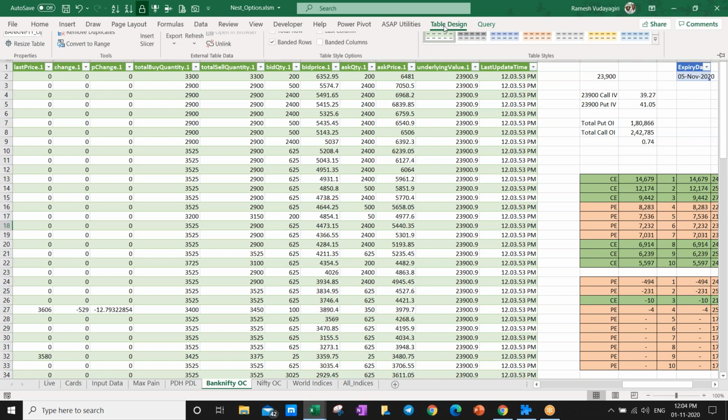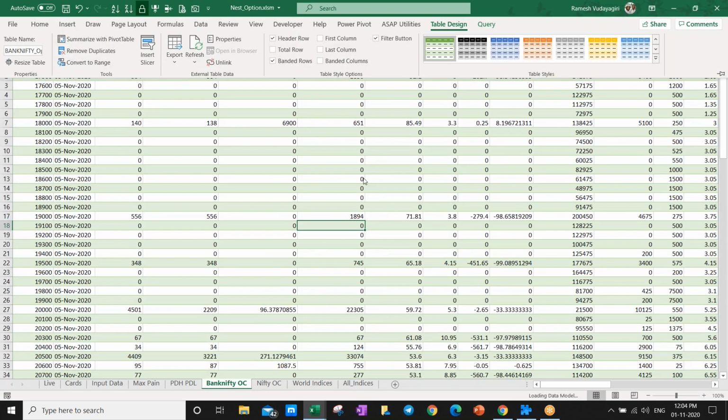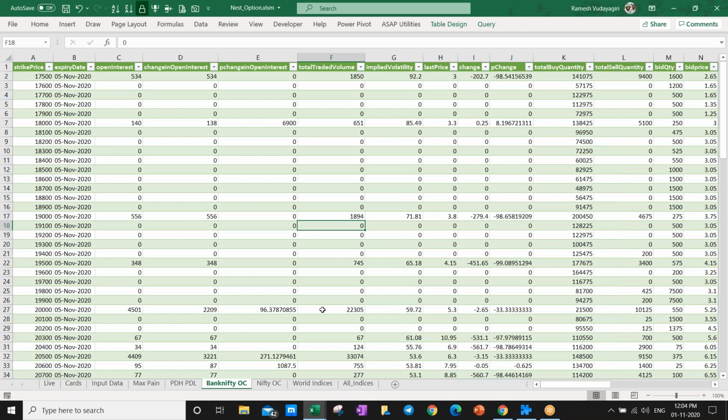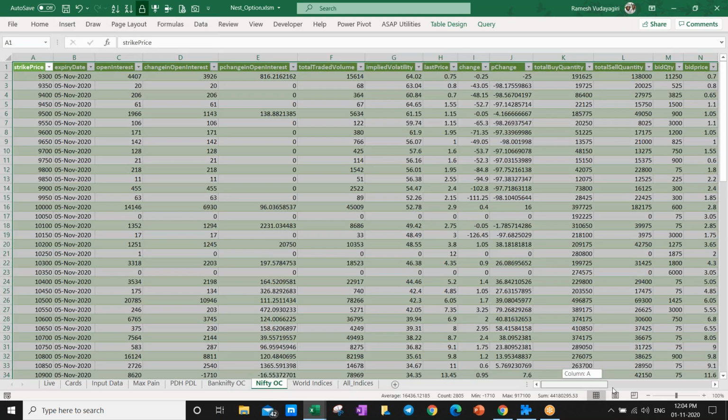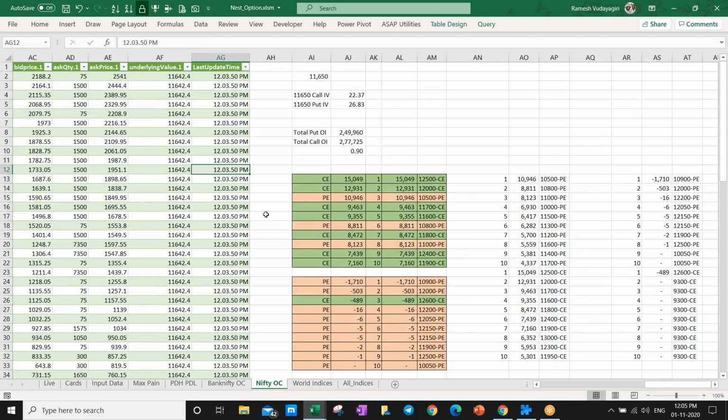If you see here, if you go to table design, refresh, connection properties. Okay, it is loading for the first time. Refresh every 1 minute, so every 1 minute it will be refreshing the data. There is no manual intervention required in this. This is for Bank Nifty and this is for Nifty. This option chain information is also pulled from the NSE website at an interval of every 1 minute. Okay, this is the information.